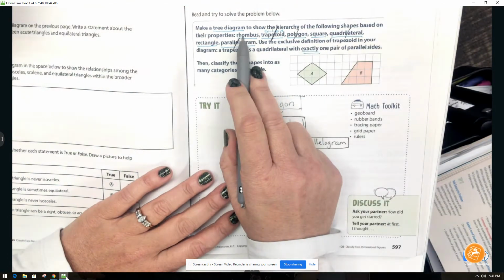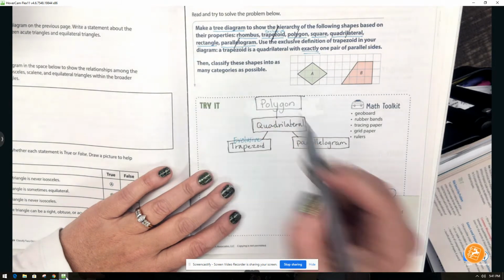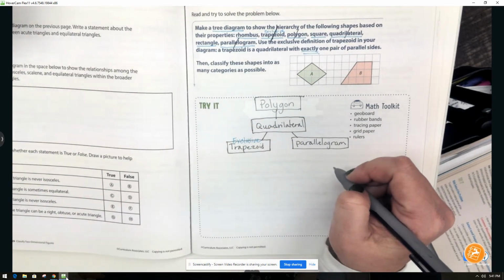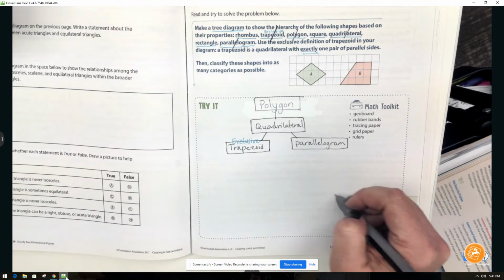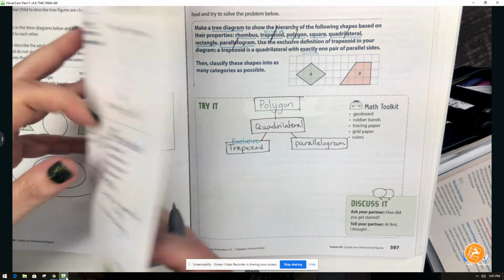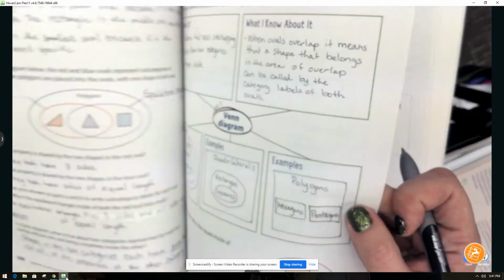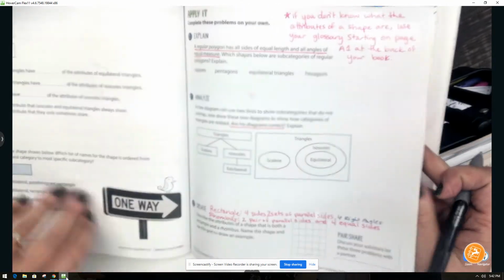So now we have left rhombus, square, rectangle. Remember that we know that the square is the most specific, so it's going to be down here at the bottom. But if you remember back from our Venn diagram a couple lessons ago, I don't remember how long ago that was, we talked about, let me go back.